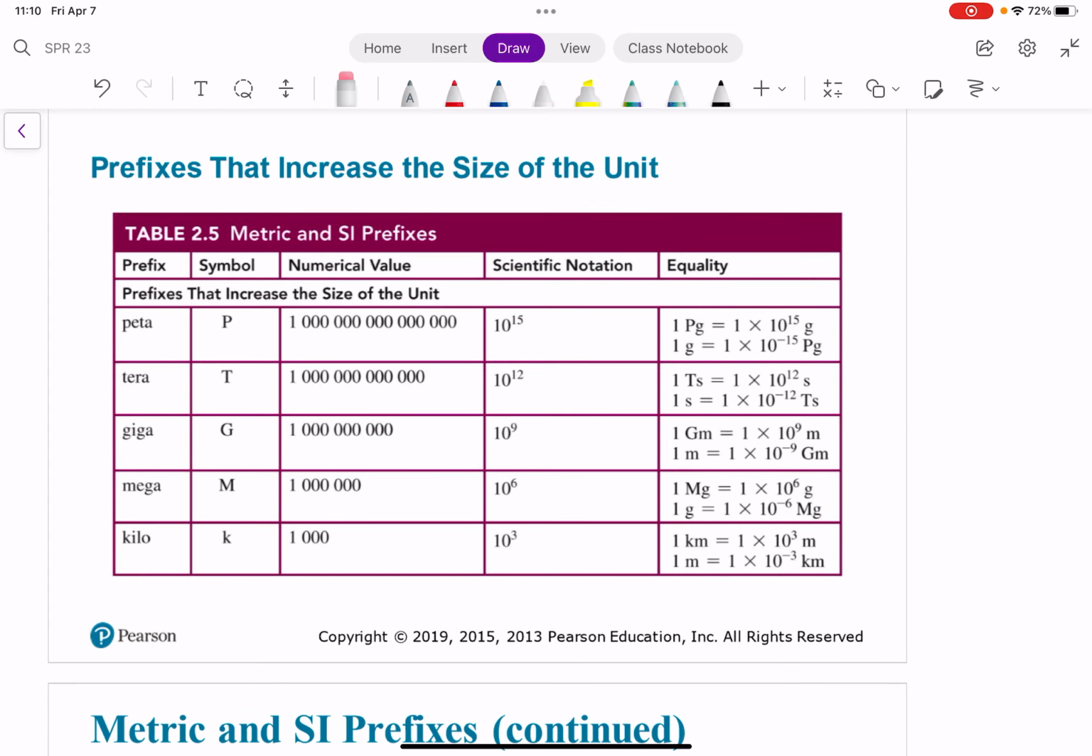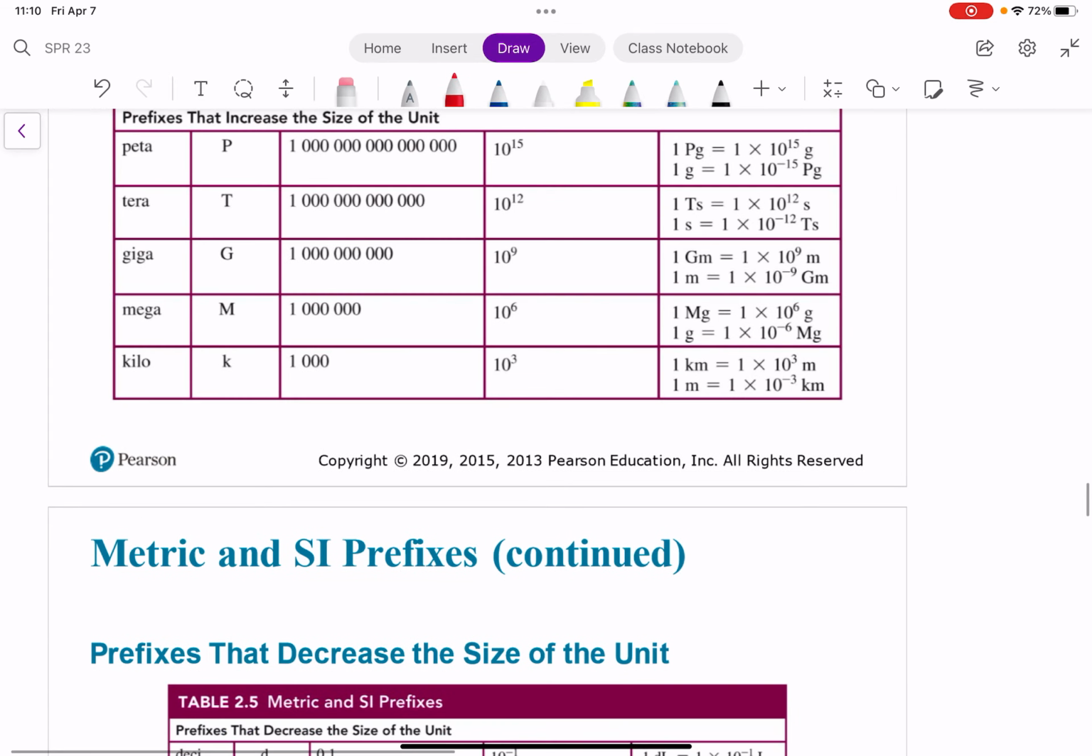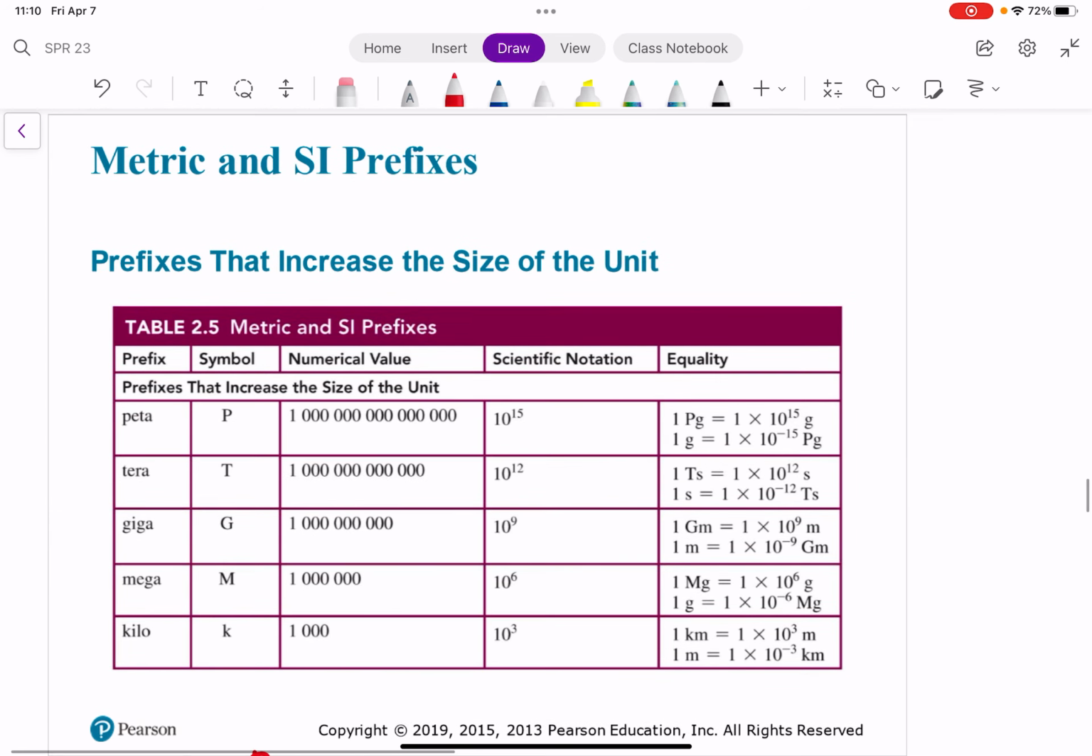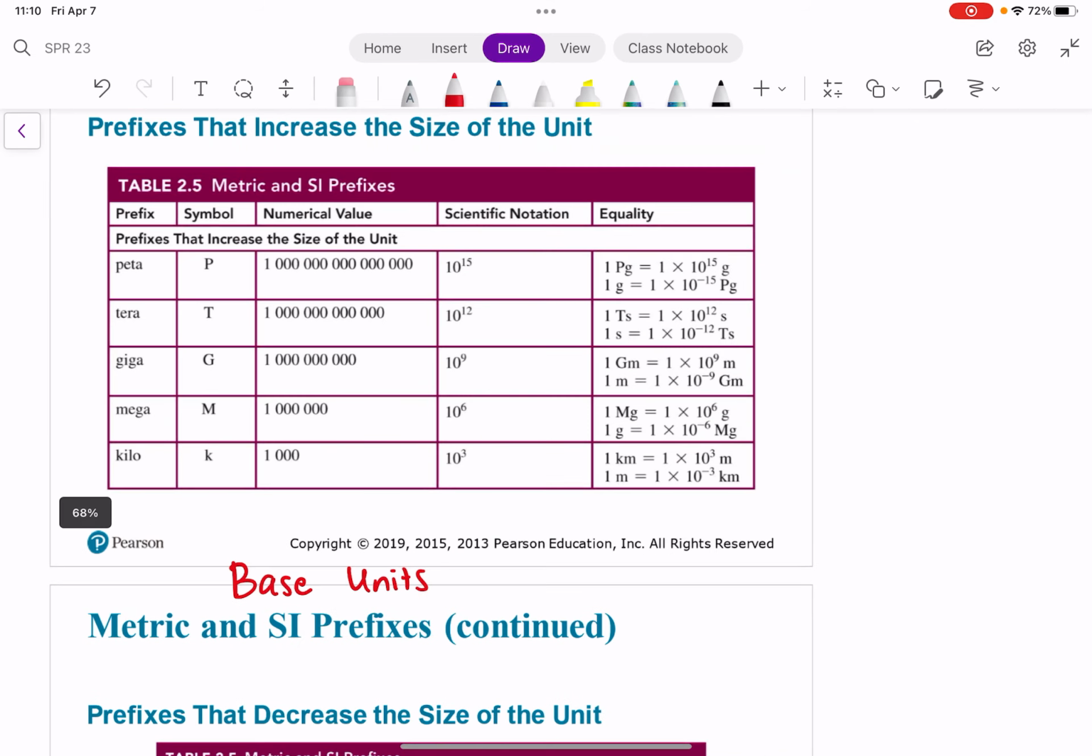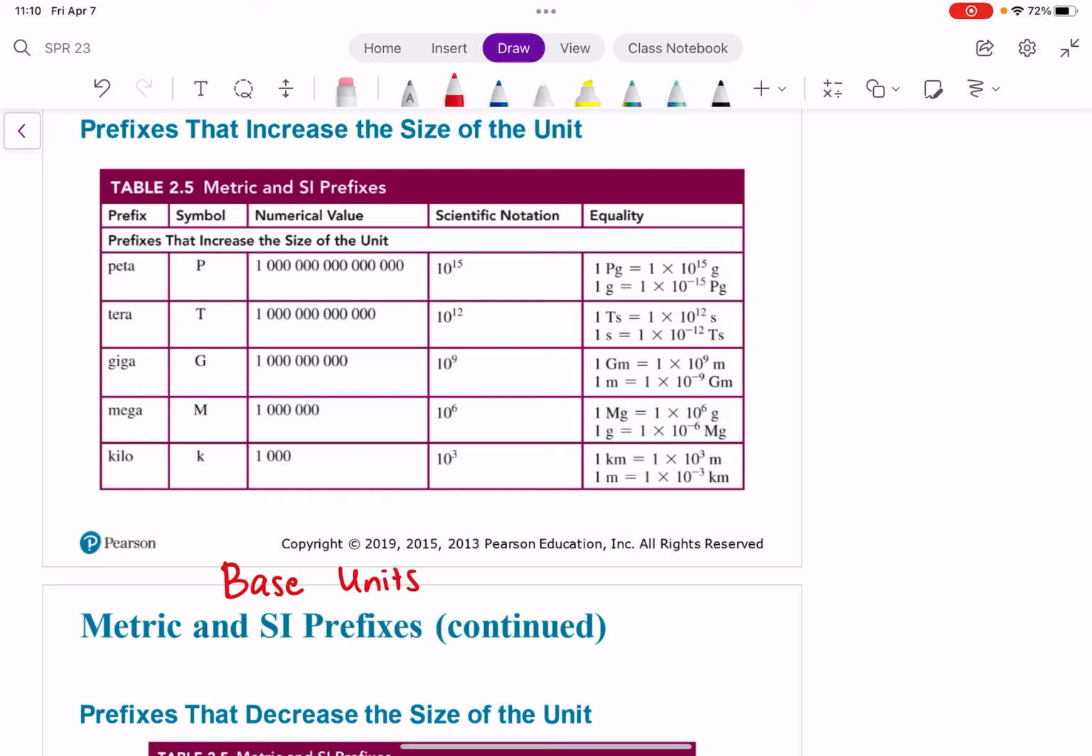Okay, your base units live somewhere right in the middle of these two tables, and they're actually in your textbook. This is Table 2.5, on page 37, so I'll write that down for you. I would encourage you to look at that and maybe even keep a tab on there.